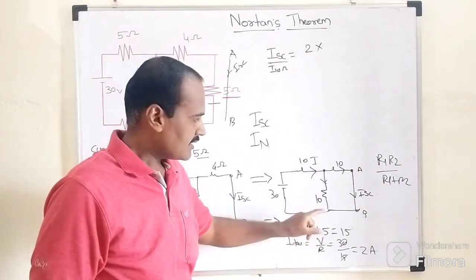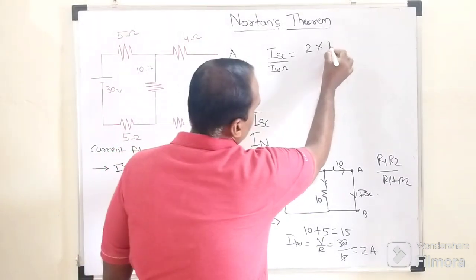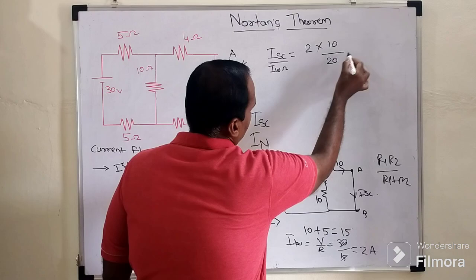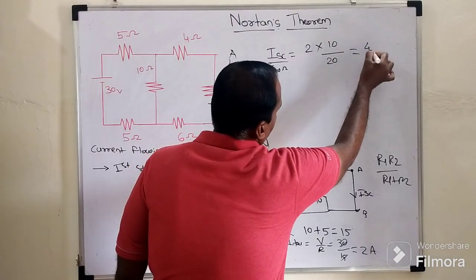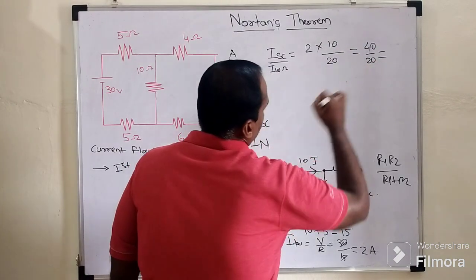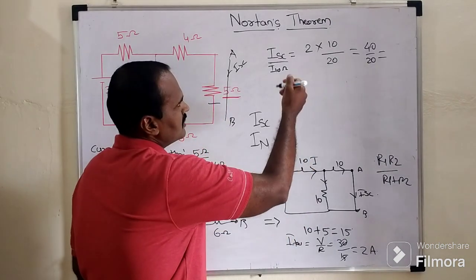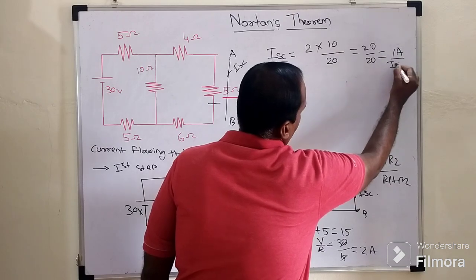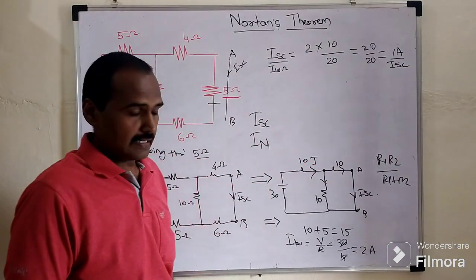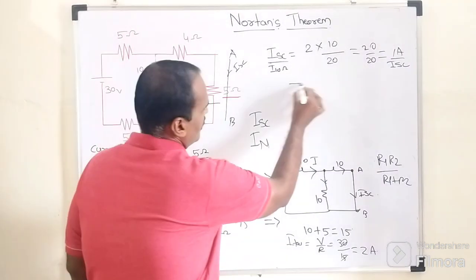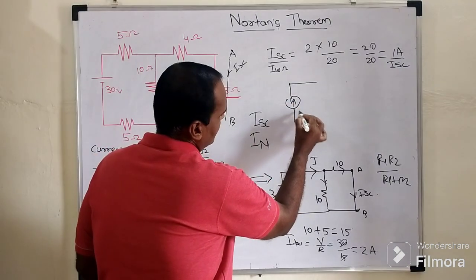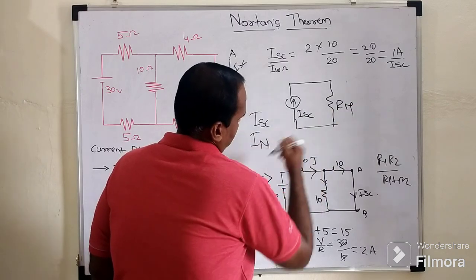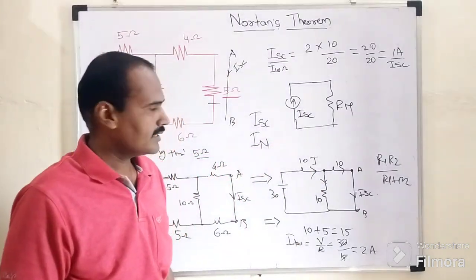So in its opposite arm, we have the resistor of 10 ohm. So 2 into 10 divided by the summation of these two resistances, 20. So it will become 10 to the 20 divided by 20. So 1 ampere. 1 ampere is nothing but what? The short circuited current, the first parameter of this Norton's equivalent circuit. As I told you earlier, Norton's equivalent circuit consists of the short circuited current and this Norton's resistance. The Norton's current and the Norton's resistance.